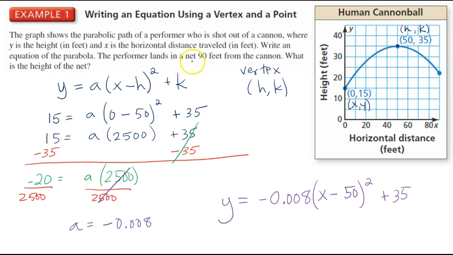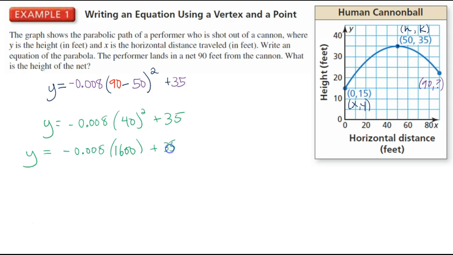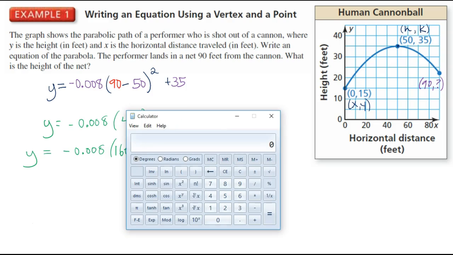We know the performer lands in a net 90 feet horizontally from the cannon. So what's the height of that net? This point here is 90 comma something. So we're going to plug 90 in for x and find out what that y value is, so we know how high the net is. Here is our function, and we plug 90 in for x. So y equals negative 0.008 times 90 minus 50, which is 40, squared, plus 35. 40 squared is 16 with 2 zeros after it, so 1600 times negative 0.008 plus 35. Now I just want Mr. Calculator to do the rest for me.